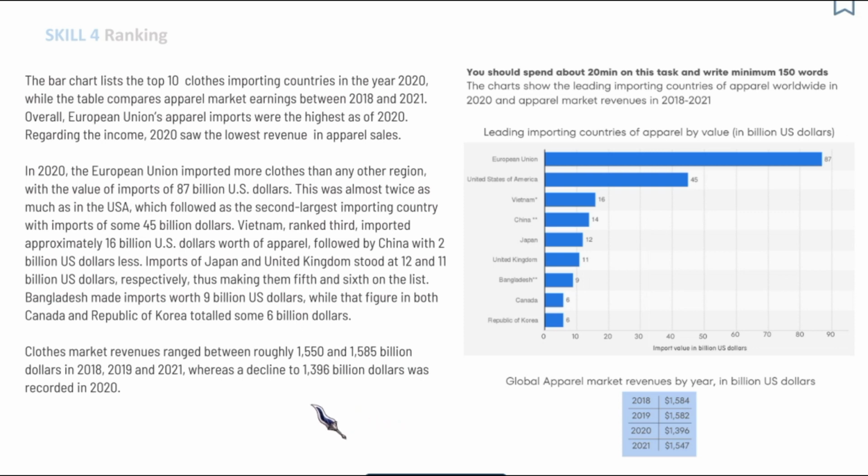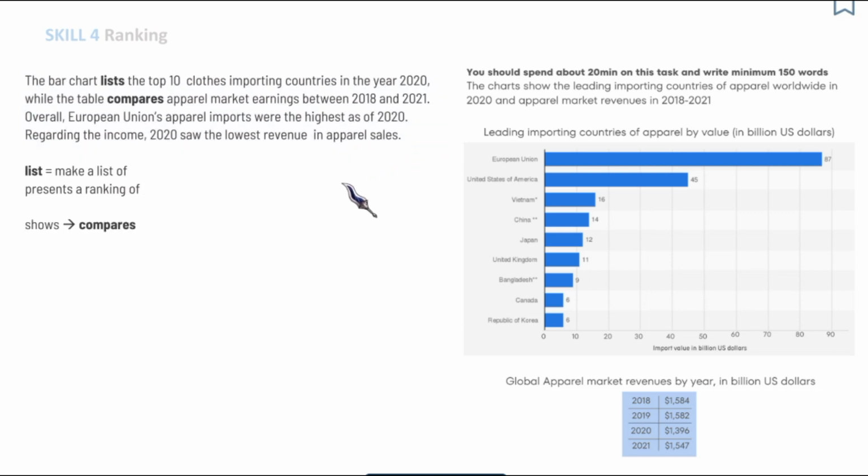At the screen now you can see the report, and as usual we are going to discuss this report in detail, starting with the introduction. In the introductory phrase, I have used the word lists. It is a verb here, and the meaning is make a list of. And this is exactly what's happening here. There is a list of leading importing countries.